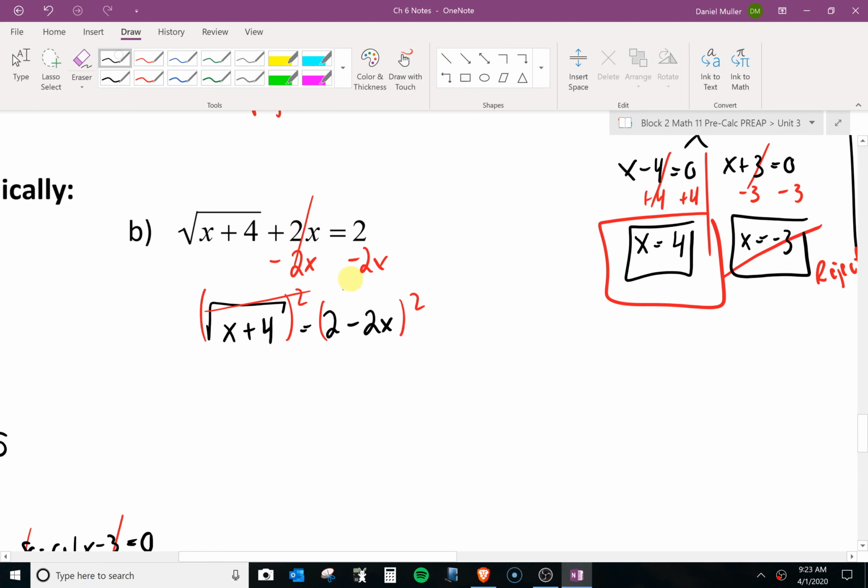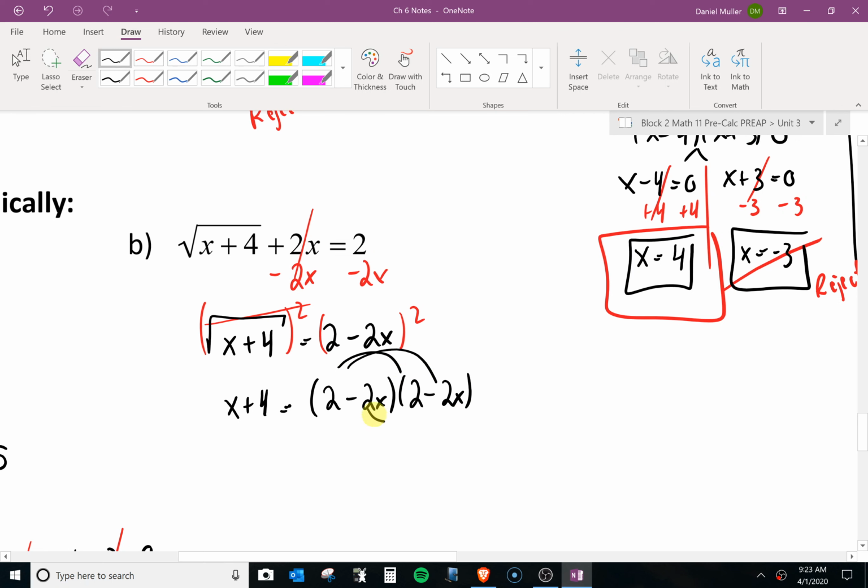Square cancels with the square root, leaving me with just an x plus 4. And on this one, I've got a 2 minus 2x squared, which means I have to multiply it by itself. Now I need to FOIL this, so I'm going to expand it out. So I got x plus 4 equals 2 times 2 is 4. 2 times negative 2x is negative 4x. Negative 2x times 2 is also a negative 4x. And negative 2x times negative 2x is a positive 4x squared.